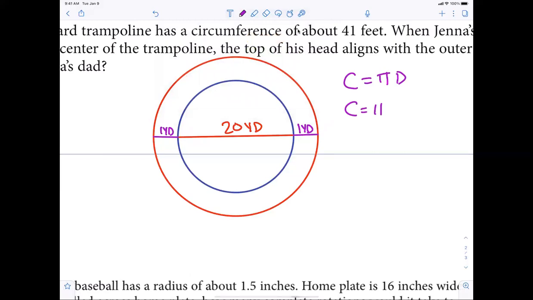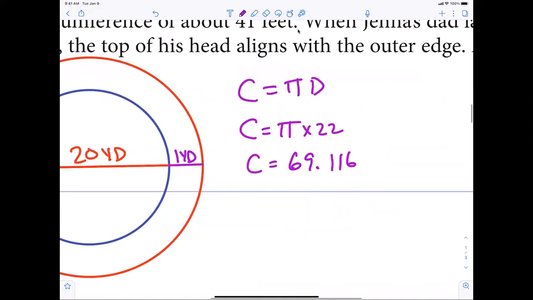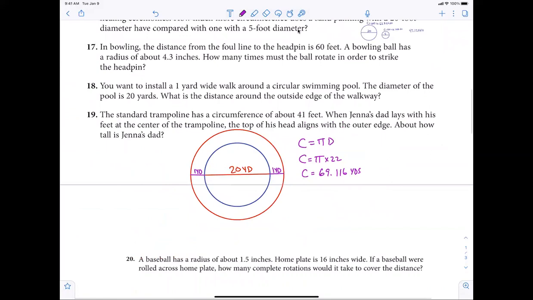And tell me what that is approximately. 96, and we're dealing in what here? Yards. Everybody okay with that? Very nice.